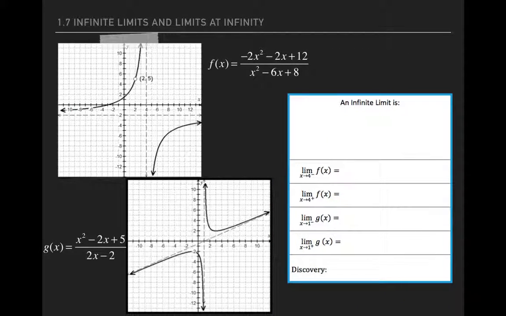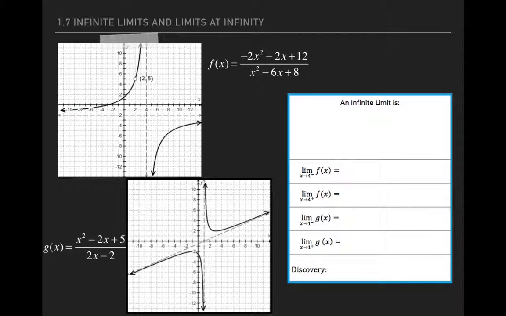Throughout this unit, you all have come across two different types of scenarios, and we're going to compare and contrast them in this section. You've looked at the behavior of functions as they approach infinity, as well as functions that are tending toward infinity. So let's begin and look here.